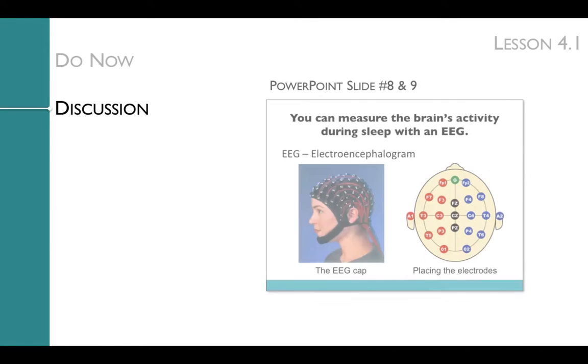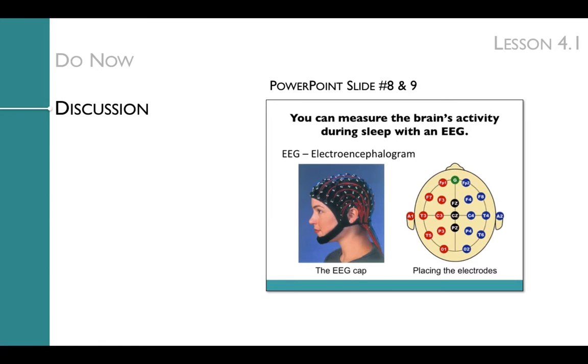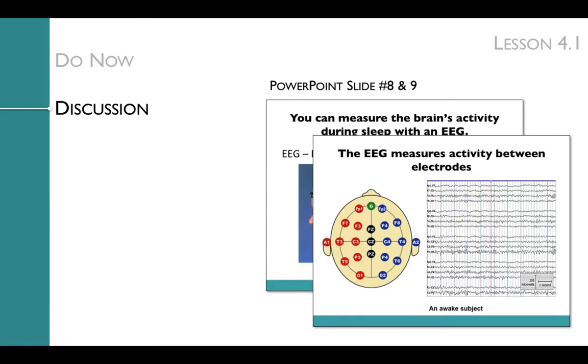The next set of slides allow you to review the EEG with your students. The EEG was one of the technologies covered in Lesson 1.3, but it's useful to review how it works and what it shows now, since it is such an important technology for investigations of sleep and neural circuits as a whole. Slide 8 details how the EEG is performed, with a cap of electrodes placed on the head, and Slide 9 shows what the data from an EEG looks like.